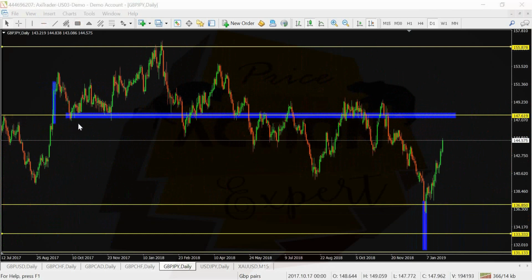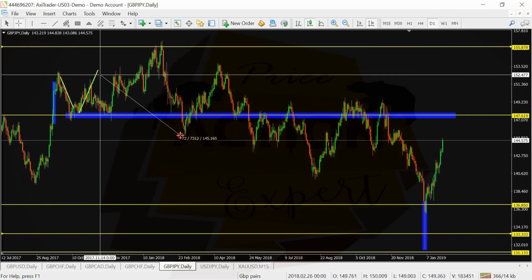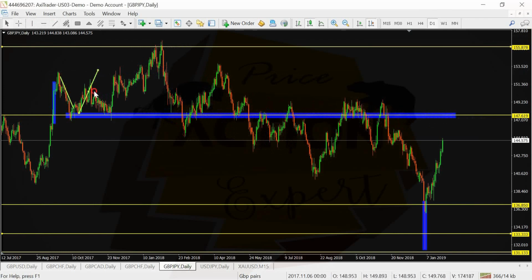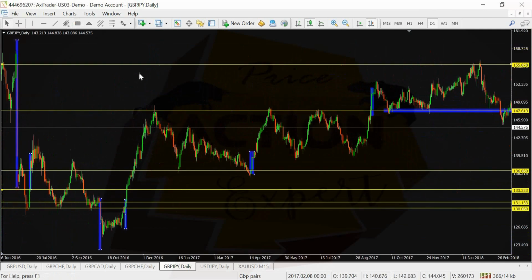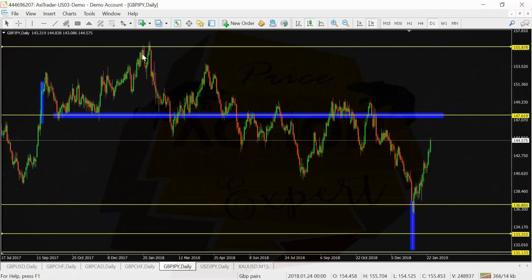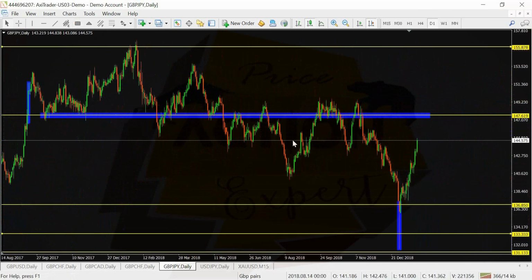It acted as support and resistance here. See here. It goes down, goes up, again down, goes up, again down, goes up, down. See how many times it retested in that area. This is the opening candle here. You can see, yes, it went up here to test the Brexit opening candle day, and from there it dropped.